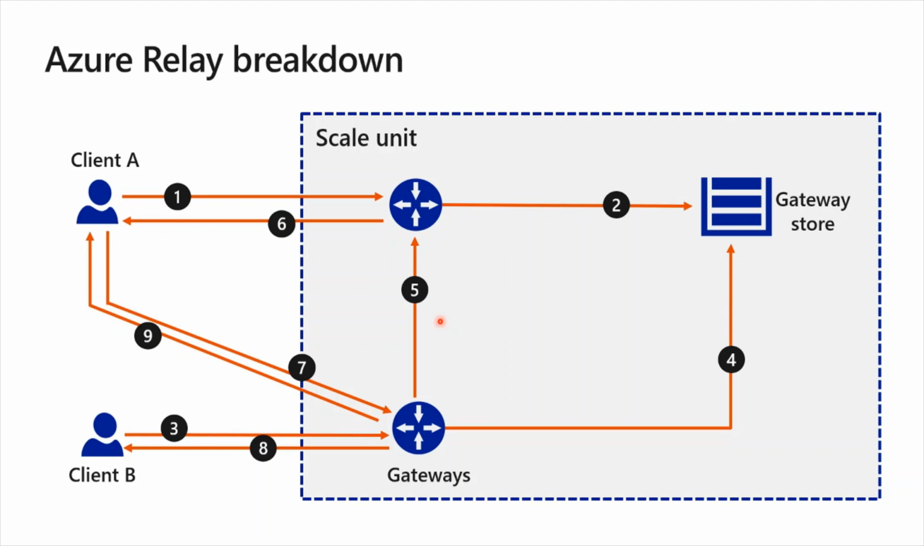In this Azure Relay breakdown, you see the first step is that client A creates a listening request that is routed to a gateway, and then a different client B creates a connection request to a distinct gateway. Then this gateway creates a new relay.